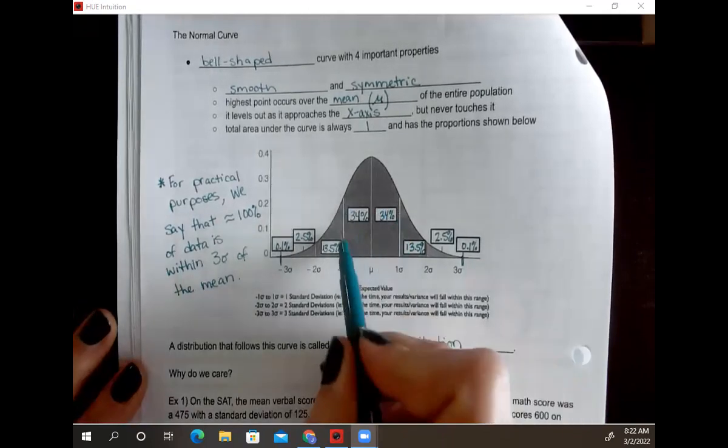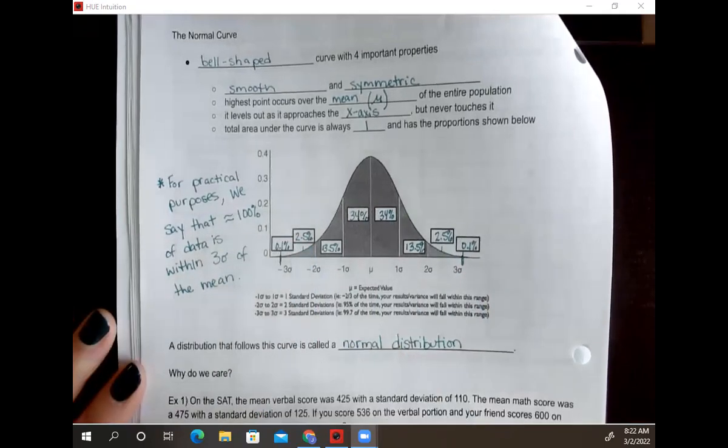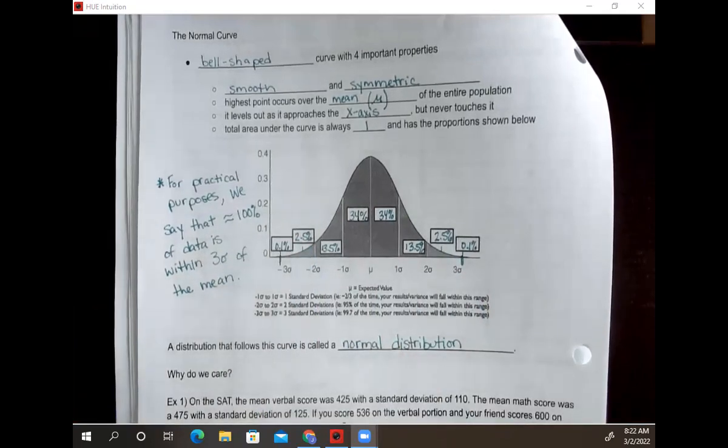So most of my elephants would be in here. I might have some really big elephants, I might have some really small elephants, but it wouldn't be typical to have a huge range in the weights of those elephants. Most of them are going to be close to average.